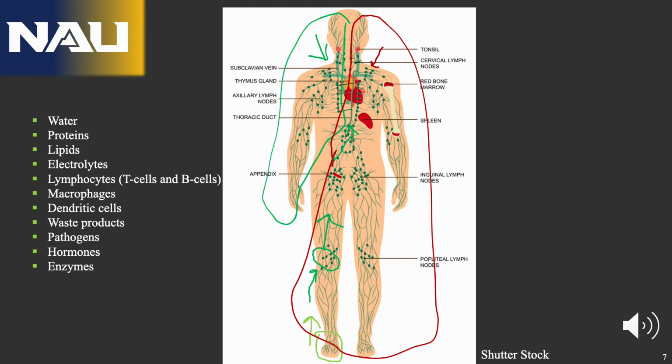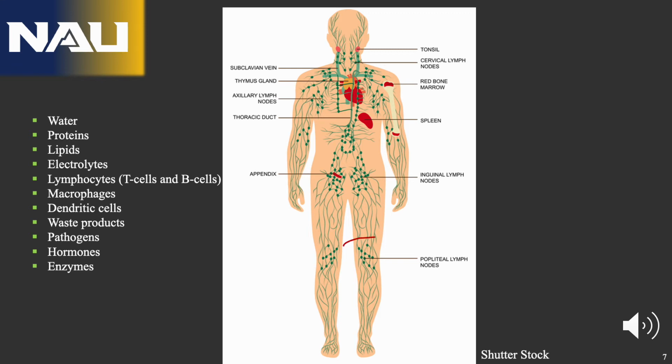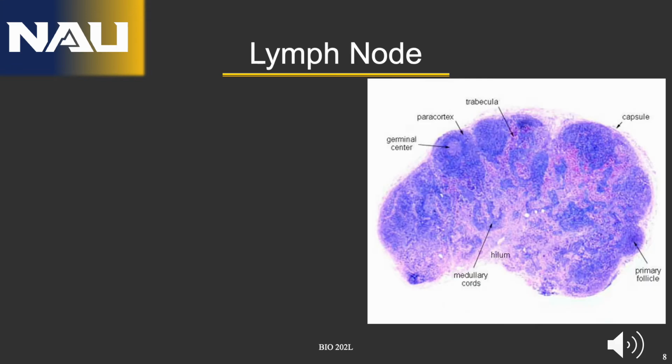Major regions where lymph nodes are concentrated include the popliteal, behind the knee; inguinal, groin area; axillary, armpits; and cervical, neck regions. These nodes play key roles in filtering lymph from specific areas of the body before it re-enters the circulatory system. The histology of a lymph node shows that it has two main parts: the cortex and the medulla. The cortex is the outer part of the lymph node.